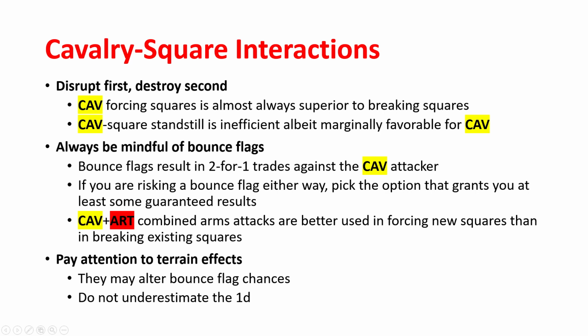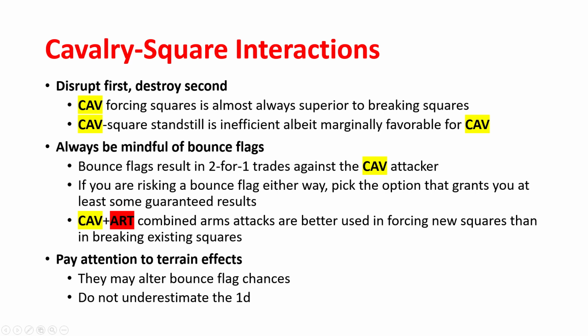Even when the cavalry square standoff marginally favors the cavalry in terms of probabilities. Bounce flags are always something that you should think about because they are basically the bane of the cavalry units, as they negate a lot of the benefits the cavalry units are supposed to gain. A successful bounce flag is always at least 2 for 1, because first it negates the cavalry's attack against the square, and second it frees up the square from adjacent cavalry, giving the potential to unsquare the next turn.